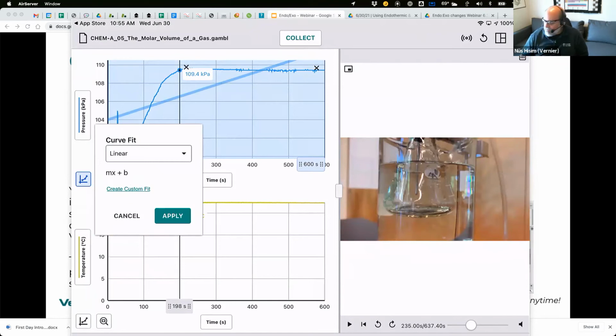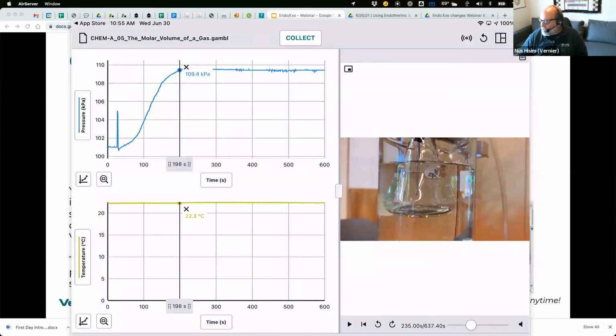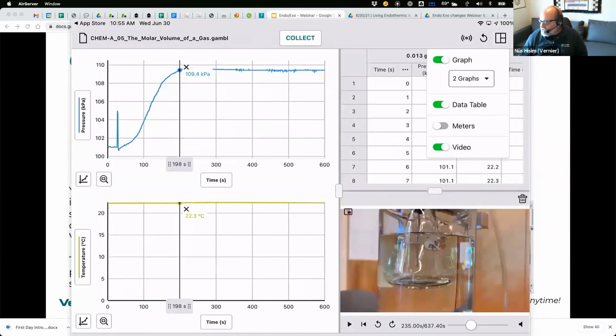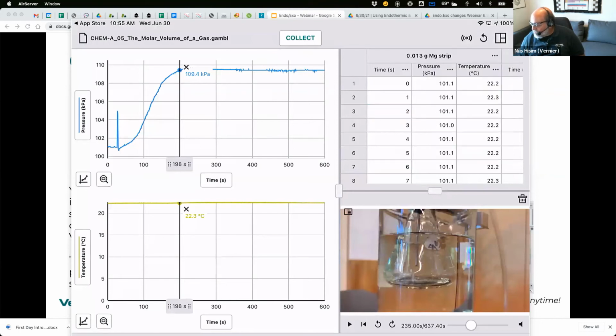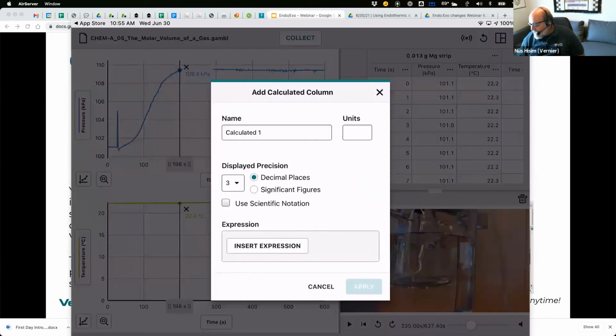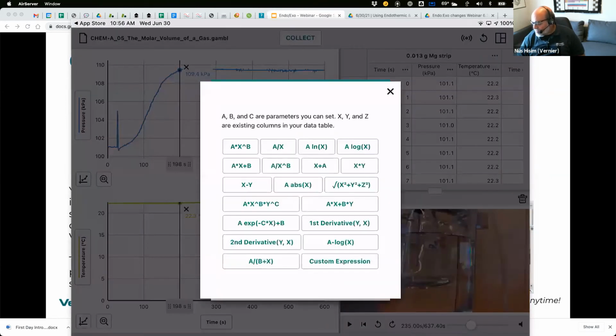And you can do the same thing in calculated columns. Some of you might be aware that sometimes you want to massage some data by creating a calculated column, and it's not an unusual thing for people to want to do. When you're doing a calculated column, you can add in your own custom expression. You can see here the option to add in a custom expression. That is not available in the free version of Graphical Analysis.